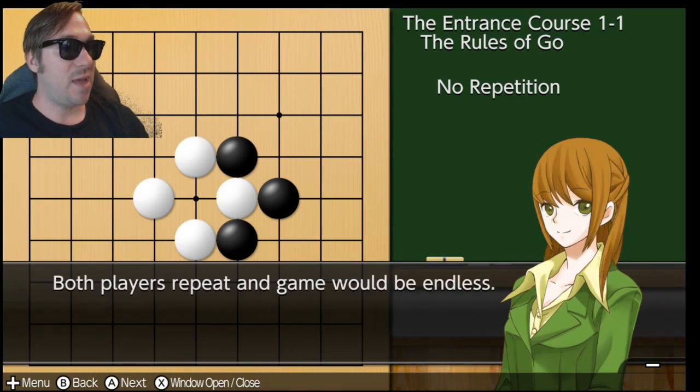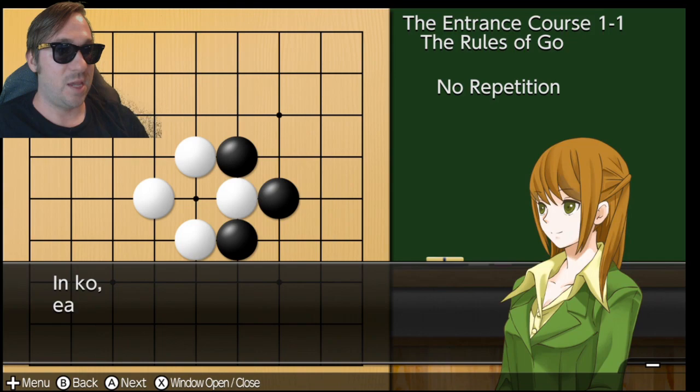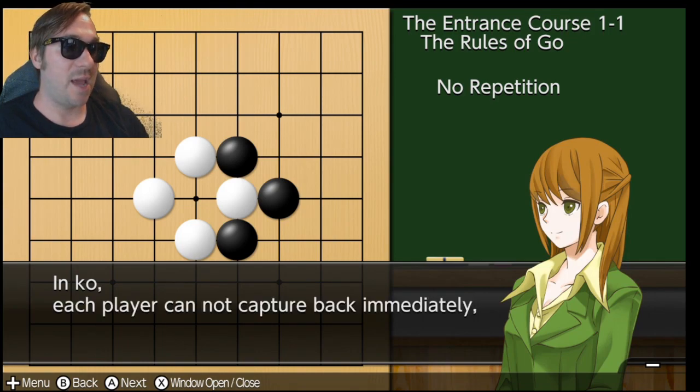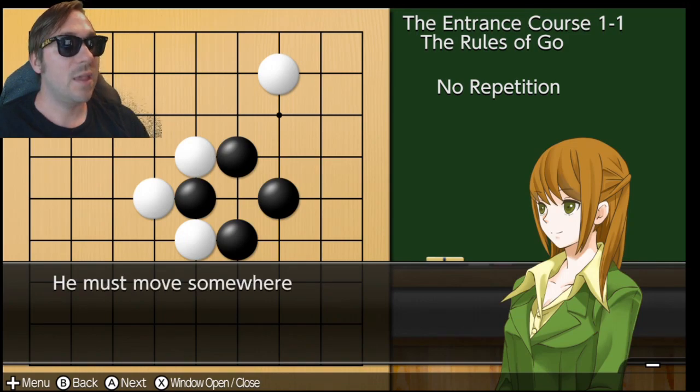Both peers repeat and the game would be endless. This situation is called ko. In ko, a player cannot capture back immediately. He must move somewhere else at least once.